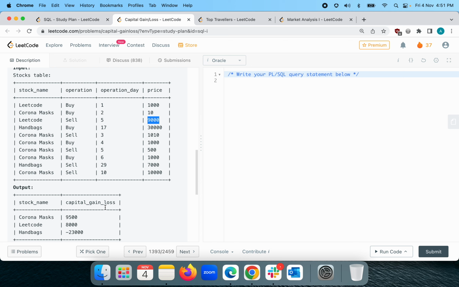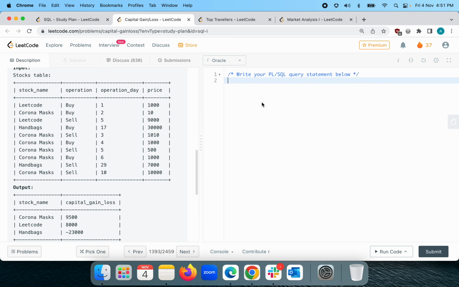Is it fine? So what we can do is we can group this particular stocks table on the basis of stock name. What it will do is all the LeetCode stocks will come together, Corona Mask will be grouped together, and Handbag will be grouped together. Then we can use the sum operation. If I code it, it will be more clear.